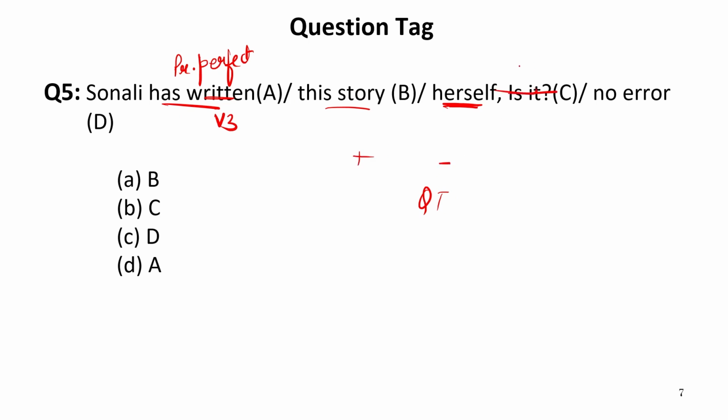So this is it. And also it is written has. So the same helping verb has to be used. So we have to write hasn't she, because the story is written by Sonali. So hasn't she. So this will be the correct answer. I hope you understand.